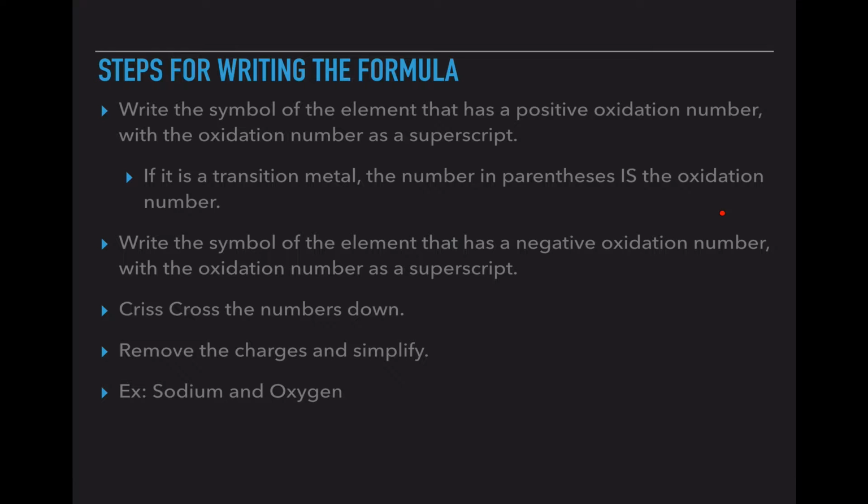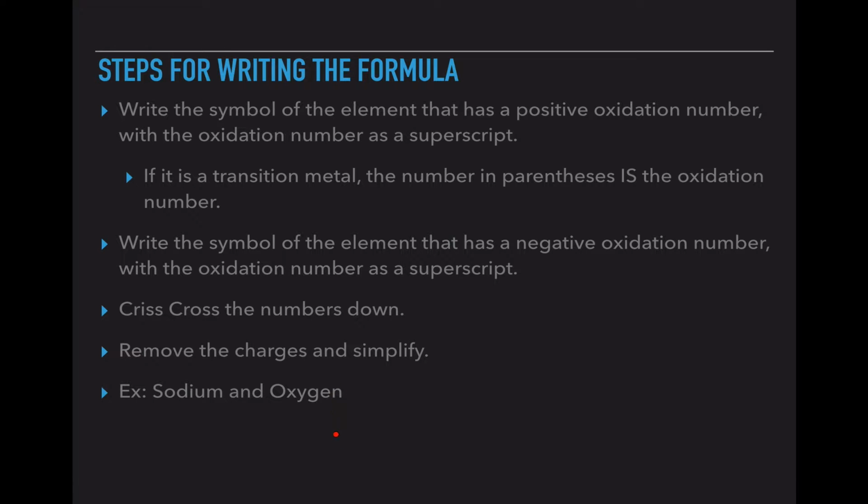So here are the steps for writing the chemical formula. Write the symbol of the element that has the positive oxidation number with the oxidation number as a superscript. That's an up top number. If it is a transition metal, the number that is written in parentheses when they write the name is the oxidation number. Then write the symbol of the element that has a negative oxidation number, and write the oxidation number as the superscript up top. Crisscross the numbers down, remove the pluses or the minuses, and simplify out.